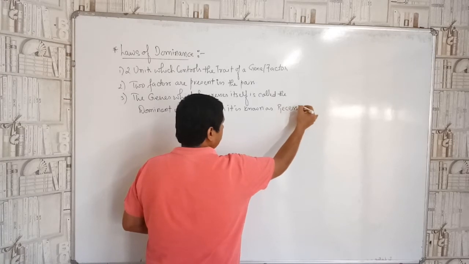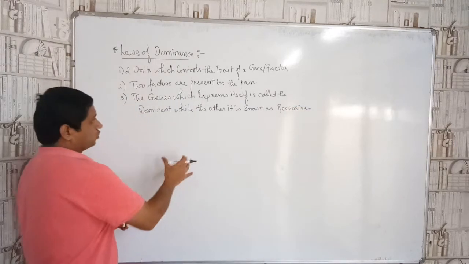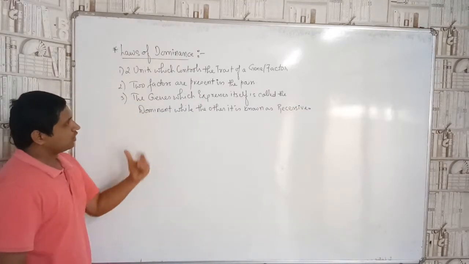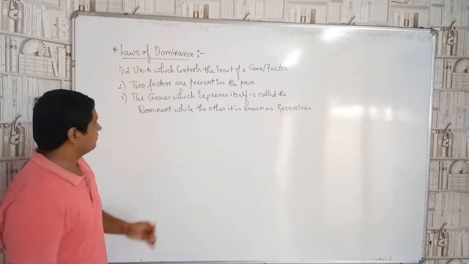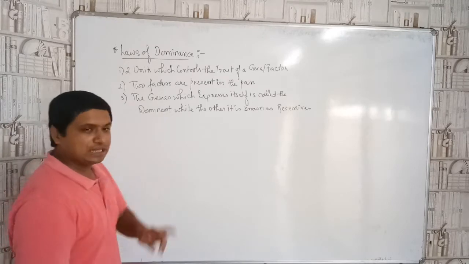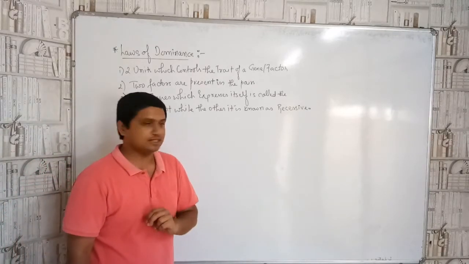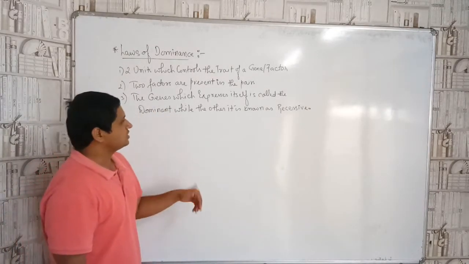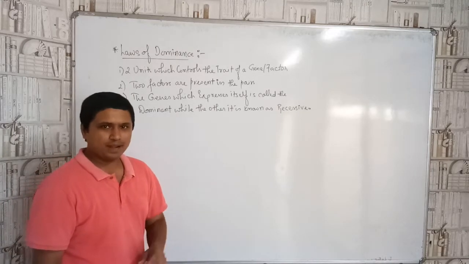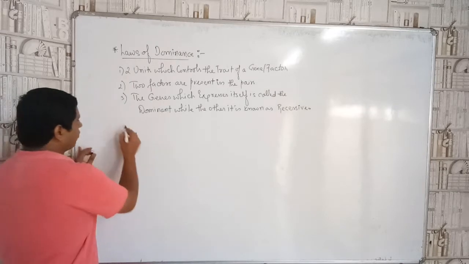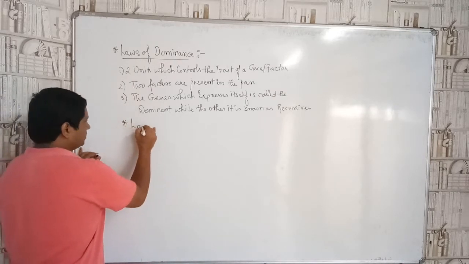Okay, understood, children? So he stated that the two units which control the trait of a particular character are known as the gene or the factor. Two factors are always present in pairs, that is in the form of alleles. And the gene which expresses itself is called the dominant, while the other is known as the what, children? Recessive. Now let us talk about the other one, that is the law of segregation.